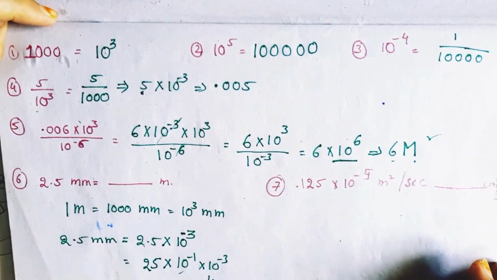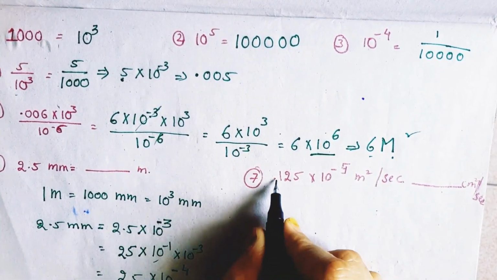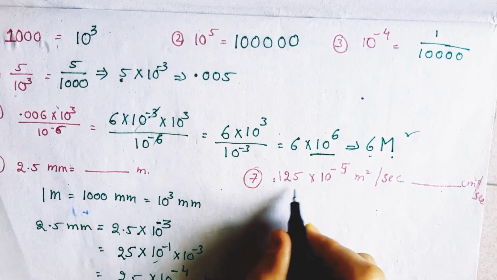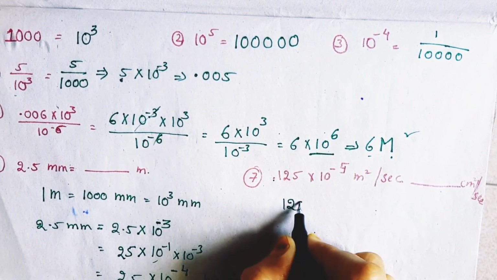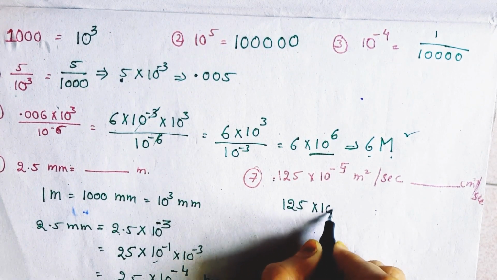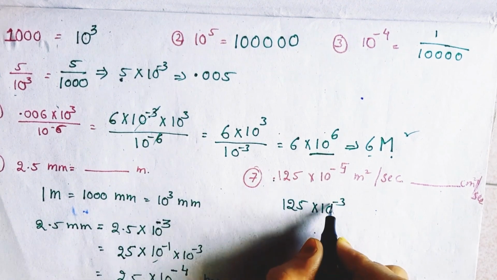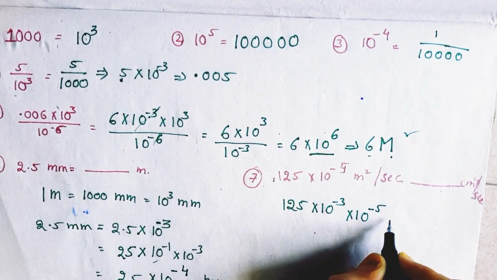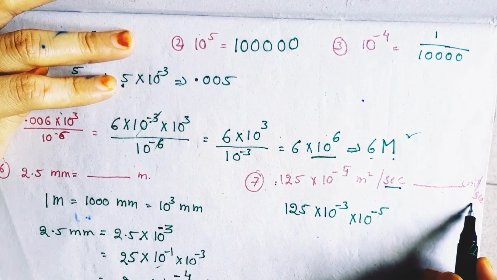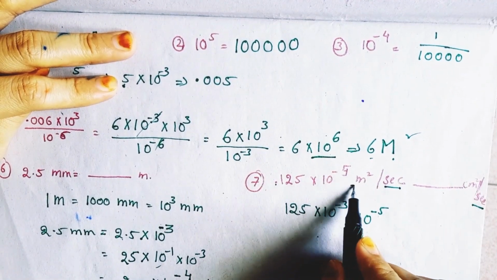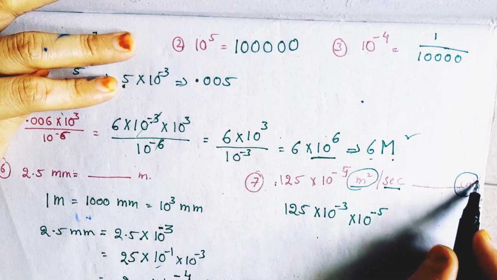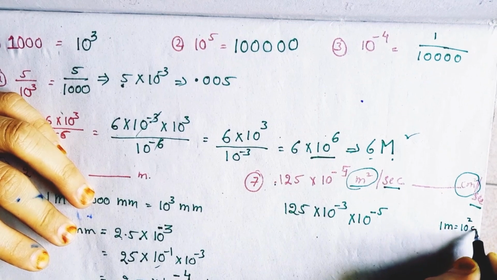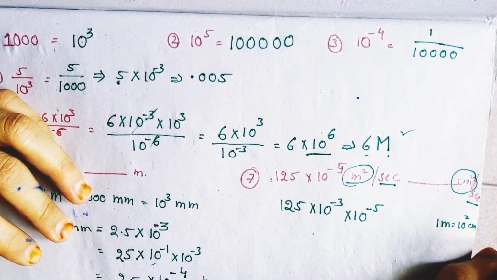Okay. Now we'll see the last sum of this class, that is 0.125 into 10 power minus 5 meter square per second to centimeter square per second. 0.125 we can write as 125 into 10 power minus 3. Why? Because 3 decimals are there, into 10 power minus 5. Here look at the units. Here the second is the same. Then meter square is given, we have to convert into centimeter square, and we know the units. 1 meter equals 10 power 2 centimeters. 10 power 2 in the sense 100 centimeters.